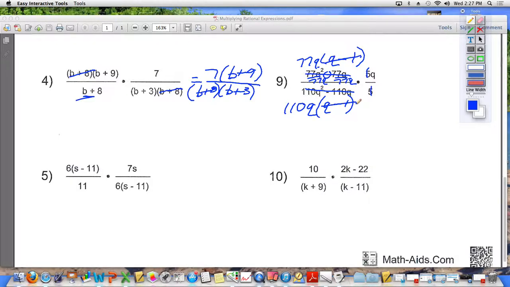There's this Q right here that cancels out with that Q right there. And all that's left over, we still have this Q. So we have 77Q over 110.